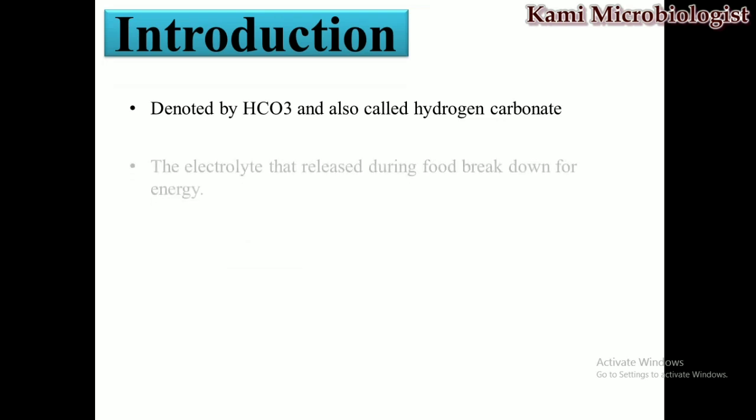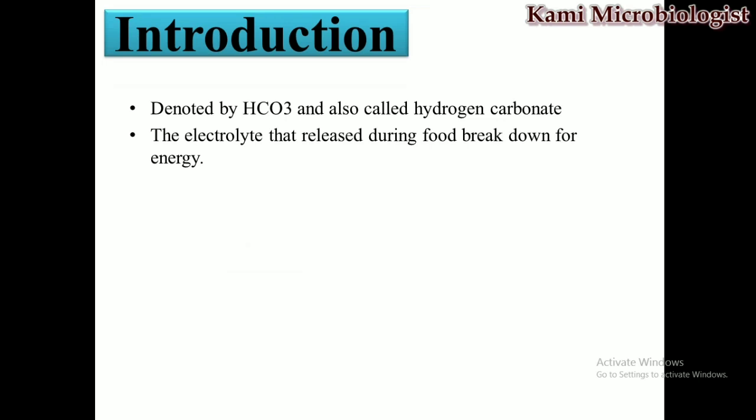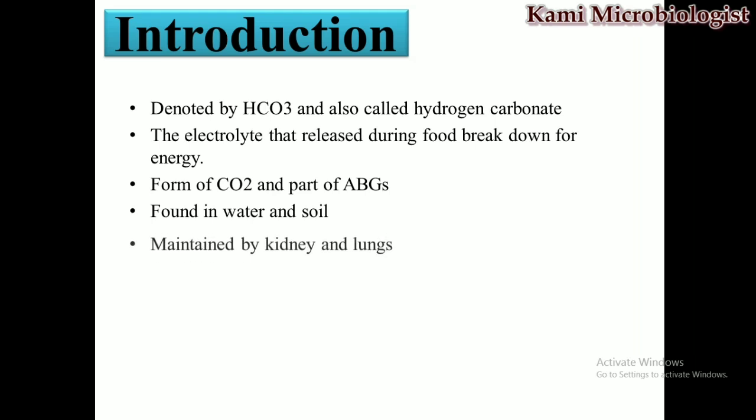hydrogen carbonate as well. Bicarbonate is an electrolyte that is released when food is broken down. We know that when food is broken down, it releases energy, and during that time the bicarbonate is also released. Bicarbonate is actually a form of carbon dioxide, and we can also call it part of ABGs, meaning arterial blood gases. Bicarbonate is found in water and soil. Moreover, bicarbonate is maintained by the kidneys and lungs.